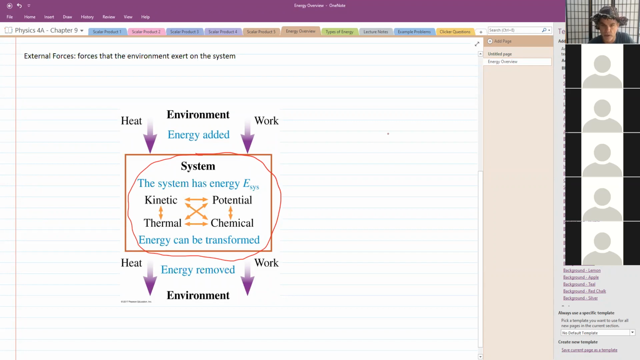So for example, let's just say I have a ball that's dropping.